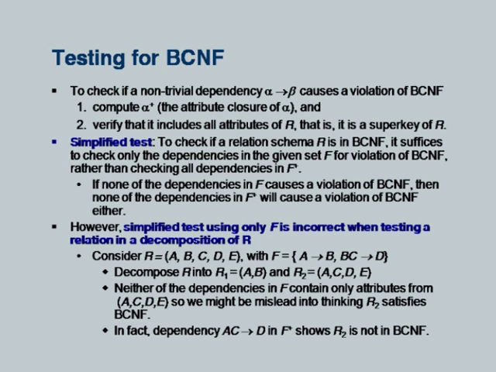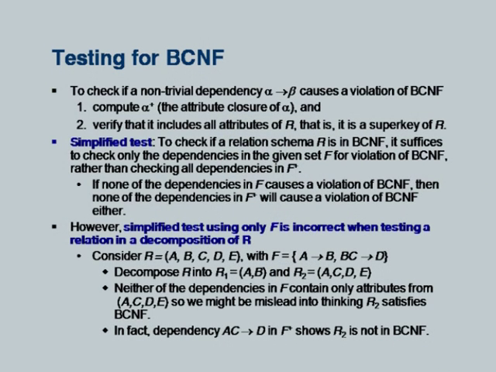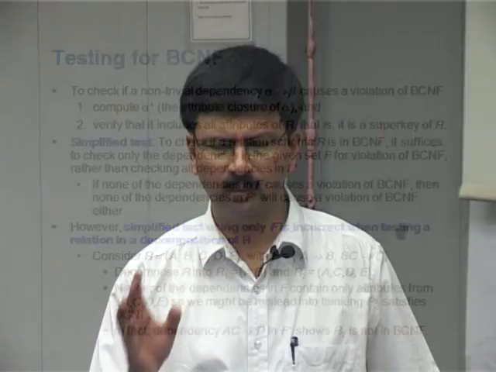But before getting into 3NF, I want to say a little bit about how to effectively test for BCNF. So if you are given a schema upfront, just one relation even, and you're asked, is it in BCNF? And that's it. The whole schema contains just that one relation. There's nothing else. And you're given a set of functional dependencies. You want to check if this is in BCNF.